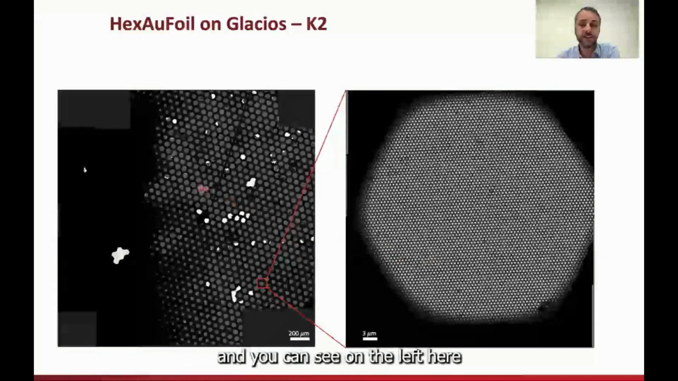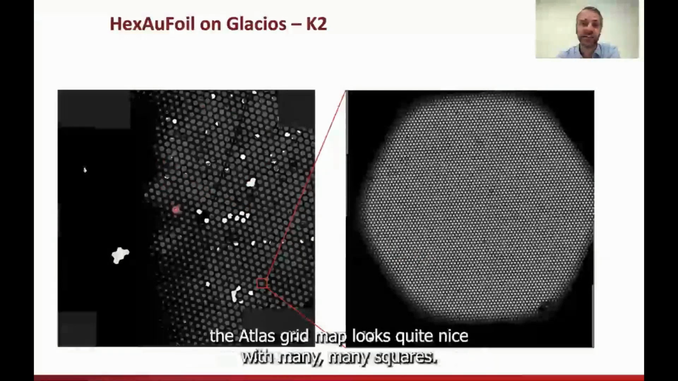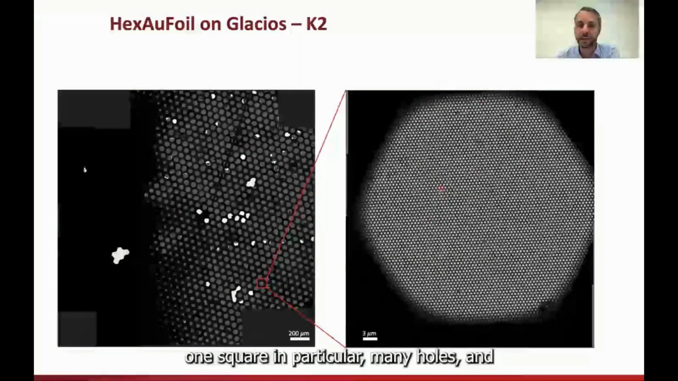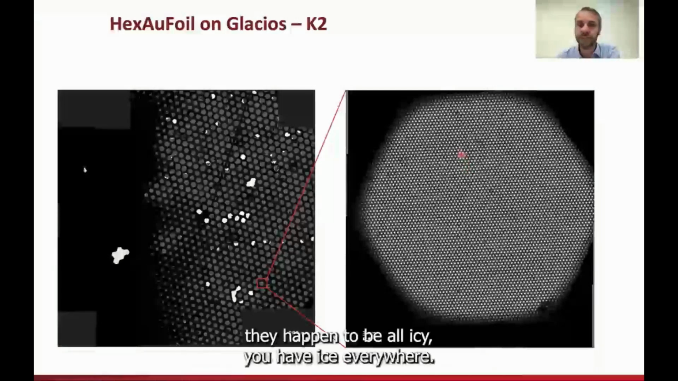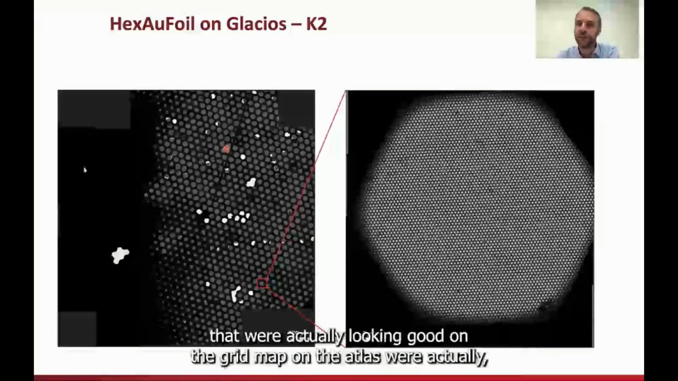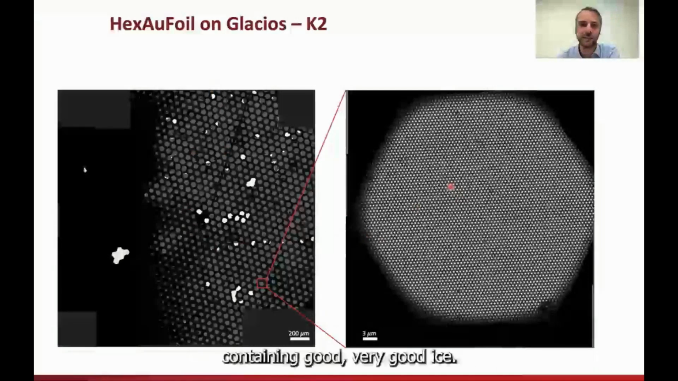You can see on the left here the atlas, the grid map looks quite nice with many squares. And if we look at one square in particular, many holes, and they happen to be all icy. You have ice everywhere, and actually most of the squares, if not all the squares that were looking good on the grid map on the atlas were actually containing very good ice.